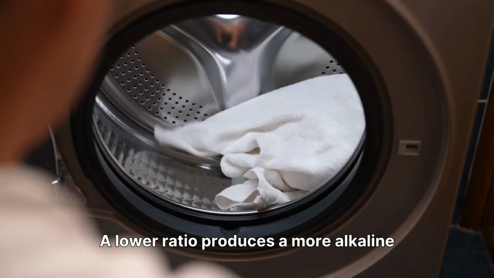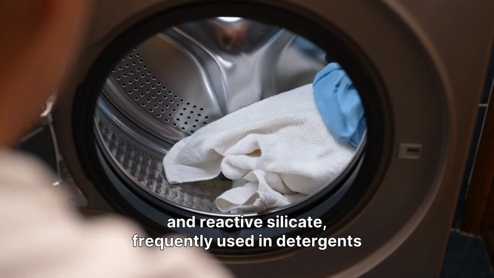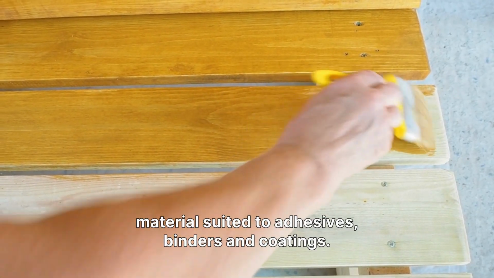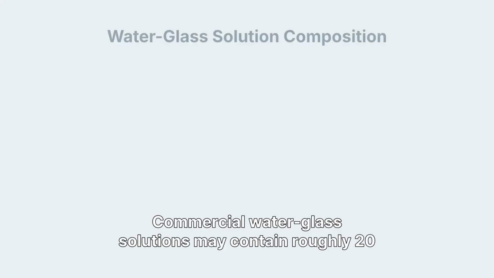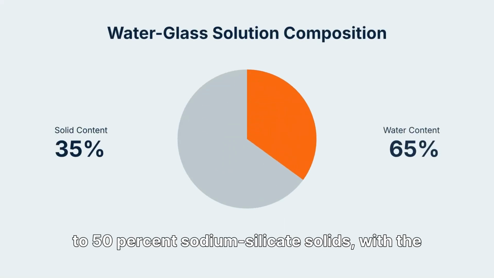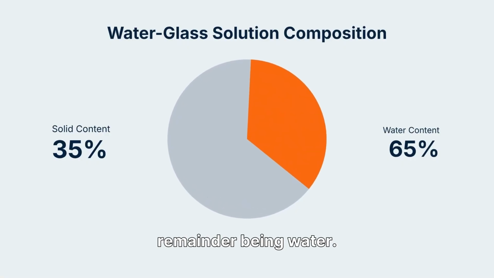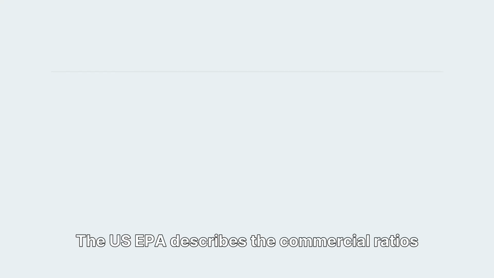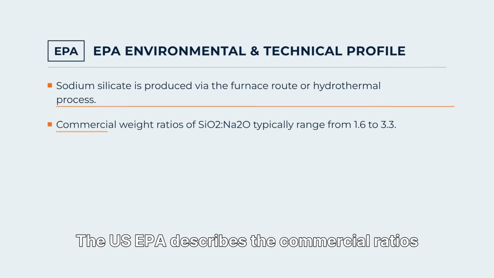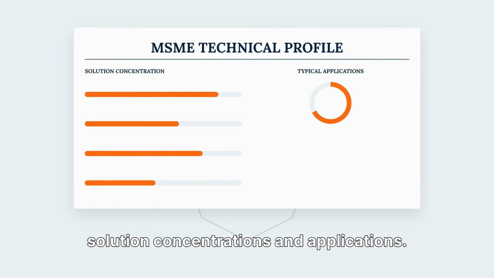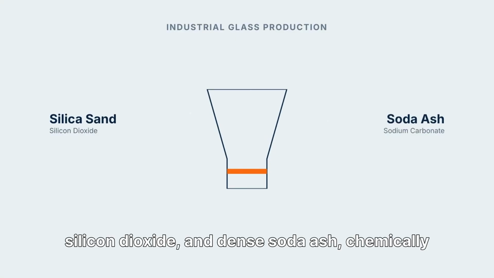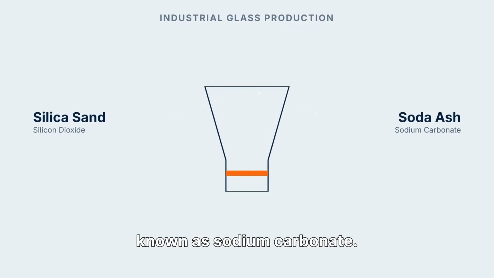A lower ratio produces a more alkaline and reactive silicate, frequently used in detergents and chemical processing. A higher ratio produces a more silica-rich material suited to adhesives, binders, and coatings. Commercial water glass solutions may contain roughly 20 to 50% sodium silicate solids, with the remainder being water. Their consistency can range from a thin liquid to something resembling heavy syrup. The US EPA describes the commercial ratios and manufacturing routes, while India's MSME technical profile documents typical solution concentrations and applications.